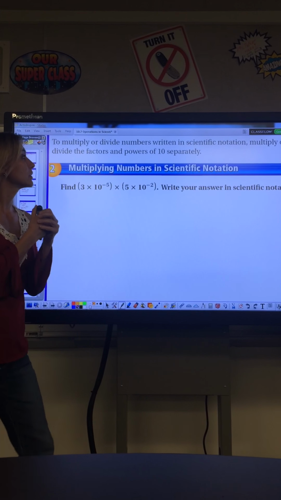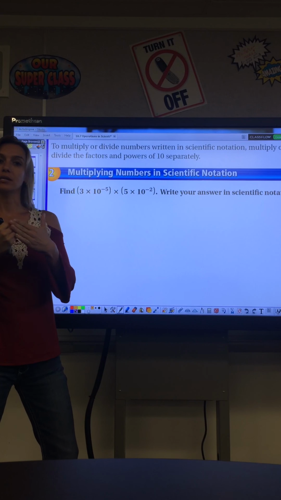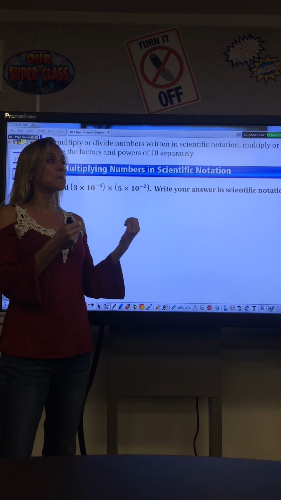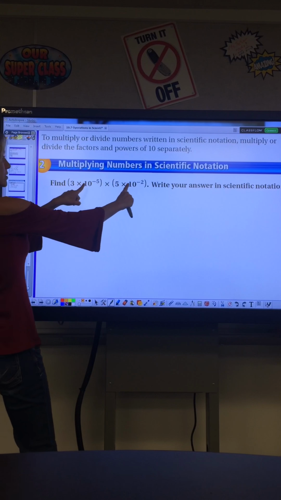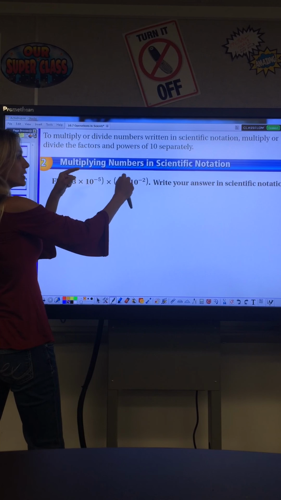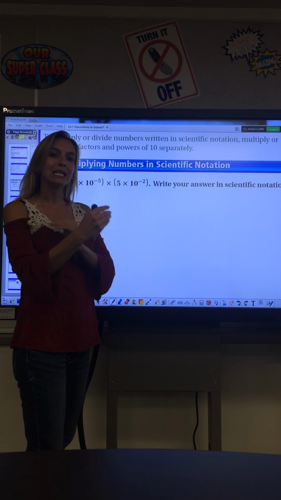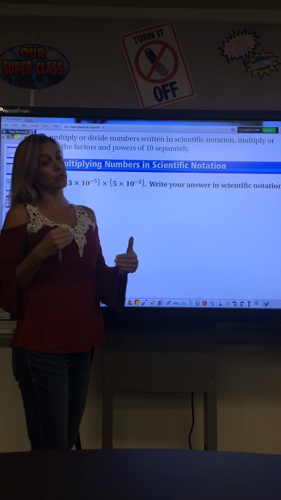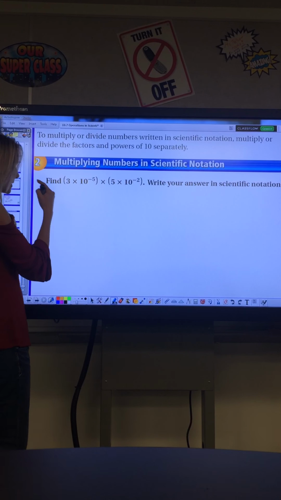We'll be learning right now how to multiply and divide numbers that are written in scientific notation. When we were adding and subtracting, I said there was a way as long as your powers of 10 had the same exponents. If they did not, I've taught you to do it by rewriting it in standard form, then add or subtract, and then go back into scientific notation. Multiplication and division is a little bit easier.